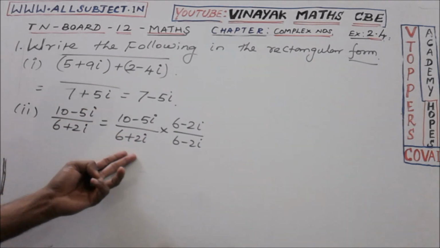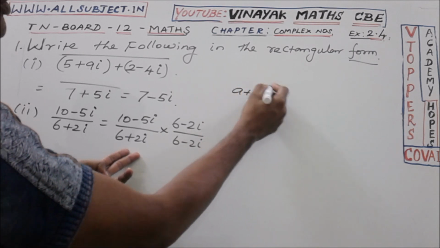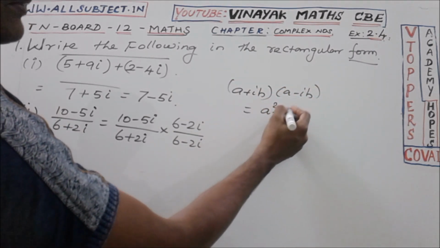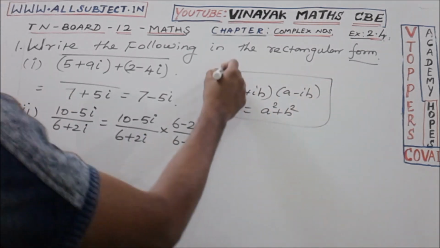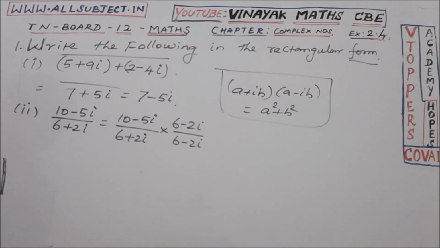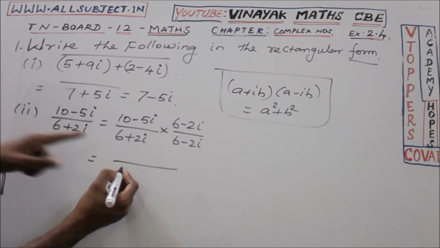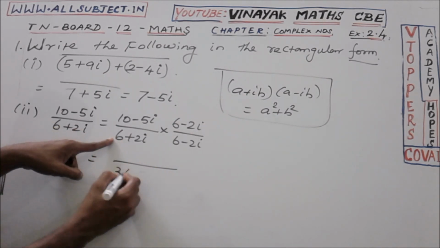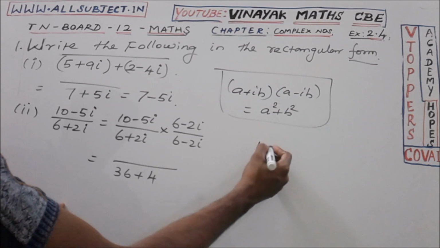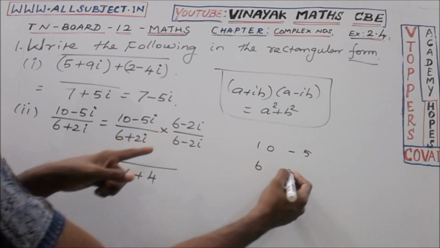Now the denominator is in the form a plus ib into a minus ib. We have the formula a square plus b square, which we have learnt in the previous video. A plus ib into a minus ib equals a square plus b square. So the denominator will be equal to a square, 6 square is 36, plus b square is 4. And then we multiply the numerator, 10 minus 5i and 6 minus 2i.